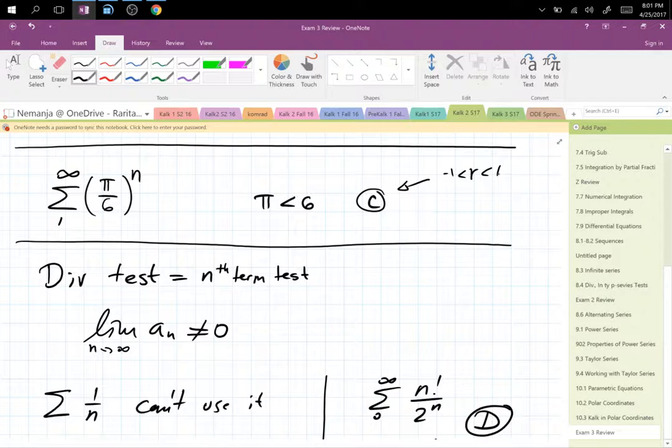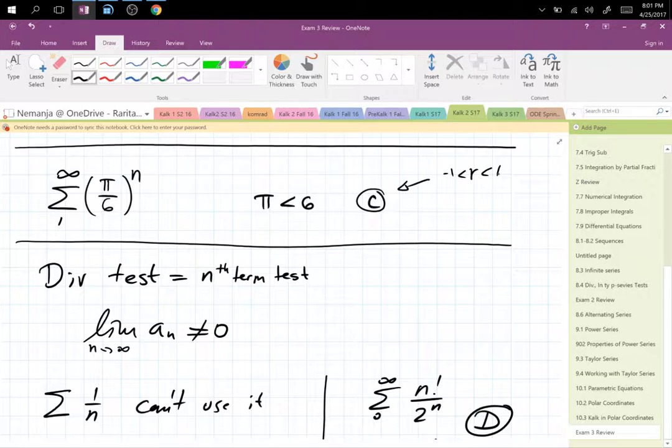5 over 2 is 2.5. How's that less than 1? Oh, never mind. 5 over 2/5, you mean? 1/5 or something. Okay, that's less than 1, so that converges. And then they ask what that converges to. In that case you are computing the sum.